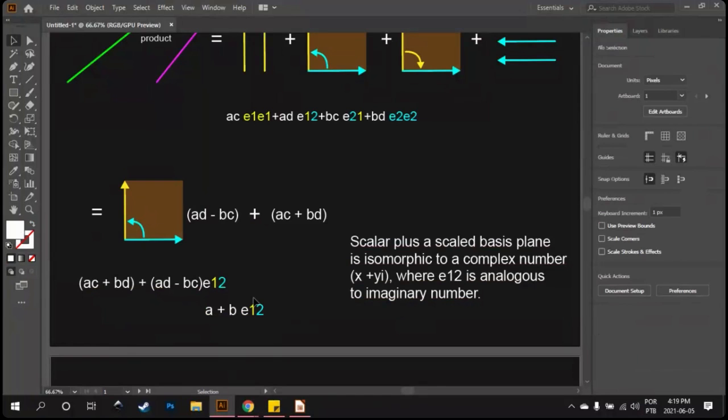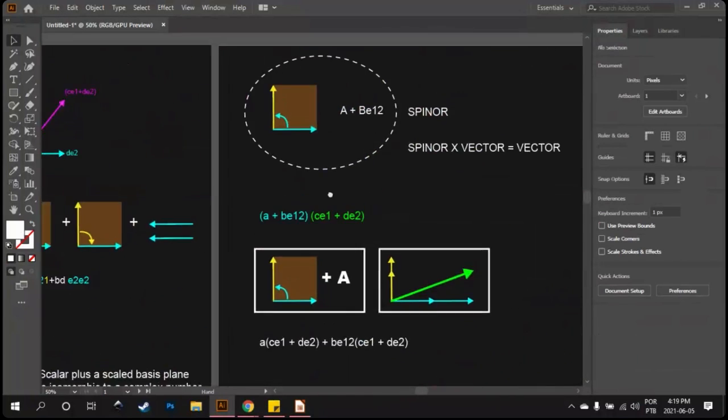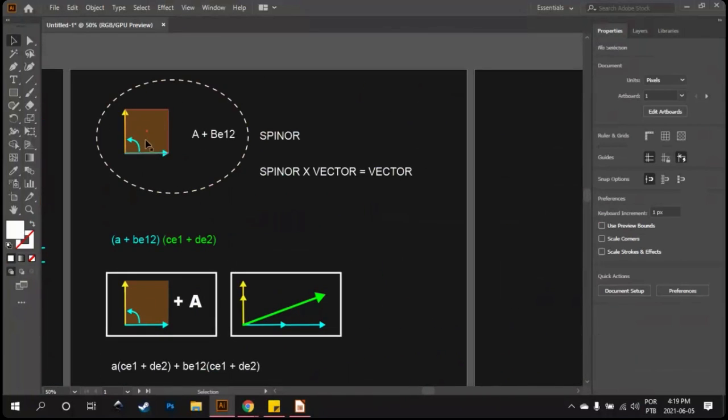So that's why it's called a spinor, intuitively, right? Like this is a spinor, it's just a basis plane plus a scaled basis plane plus some scalar, which is what goes back to what Slav said. They can have any norm. They can have any norm whatsoever because they're just like any other geometrical entity.